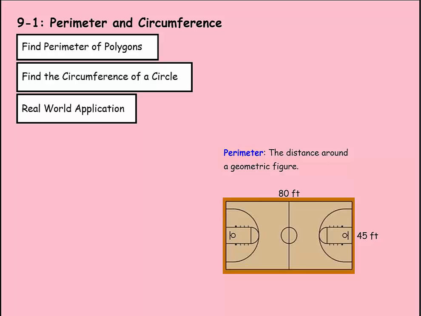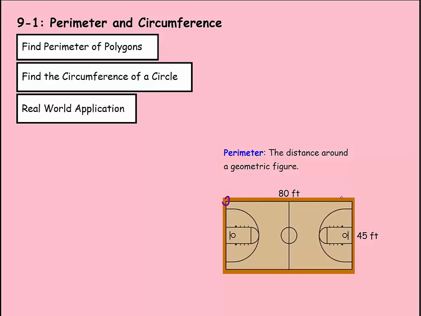The first word to look at for this chapter is perimeter. The perimeter is the distance around a geometric figure. So for example, if I was your basketball coach and I told you to run a lap around the gym, how far would you need to run? Well, you need to find the perimeter of the gym. You need to find the distance around the basketball court. The simple way of doing that would just be to add up all the sides.